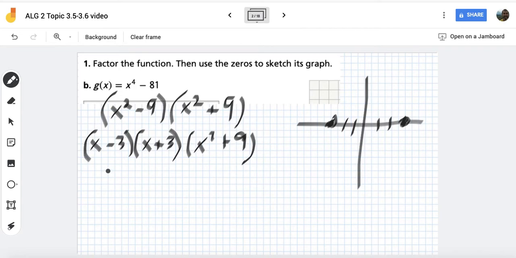Let me write this down first. Negative 4. I'm going to test negative 4 out. Negative 4 makes this one negative. Negative 4 squared is going to come out positive, right? So I know if it's negative, it's going to come out negative times negative times positive, which comes out positive. So I know it's up here. So I'm going to do this.